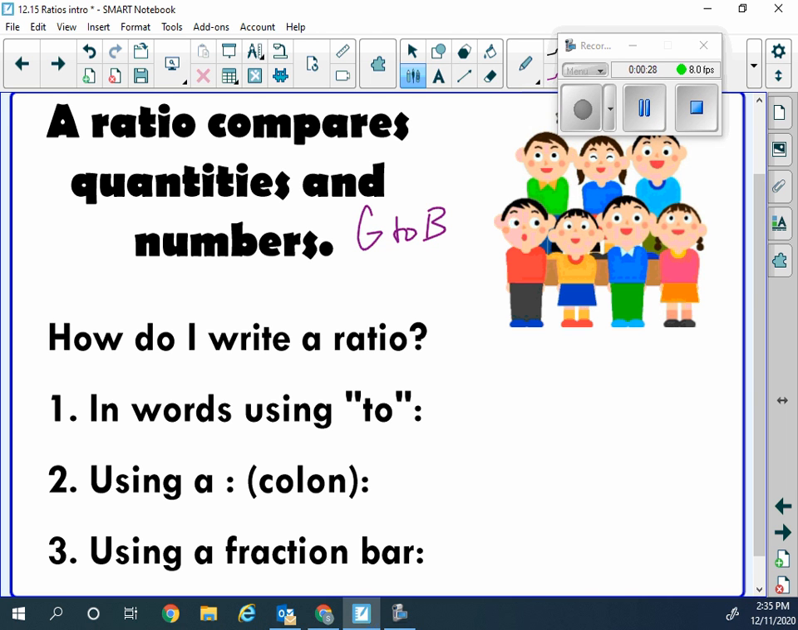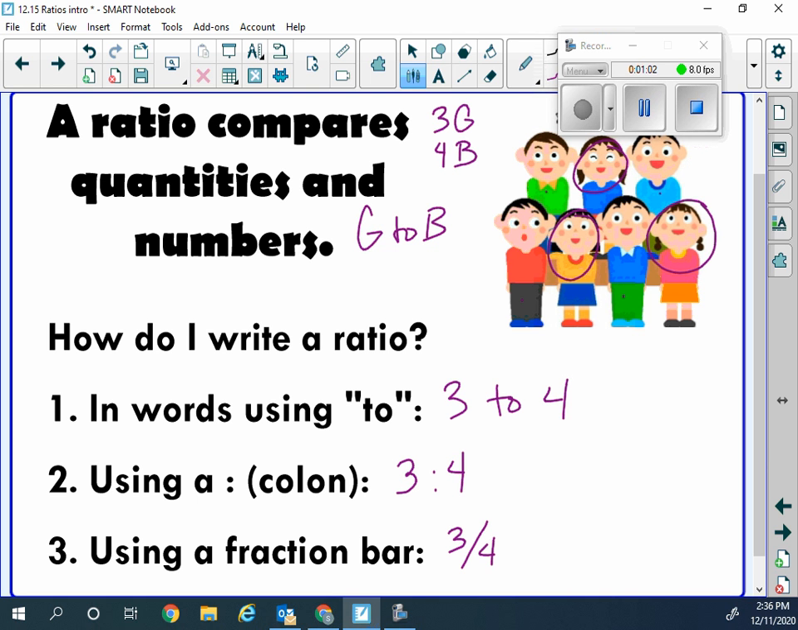Okay? So girls to boys. So here's a girl, and here's a girl. So that means there are 3 girls, and there are 1, 2, 3, 4 boys. 4 boys. So we can write it in words using the word to. We would say the ratio of girls to boys is 3 to 4. We can use a colon, 3:4, like that, or a fraction bar, 3/4, or 3 to 4, like that.